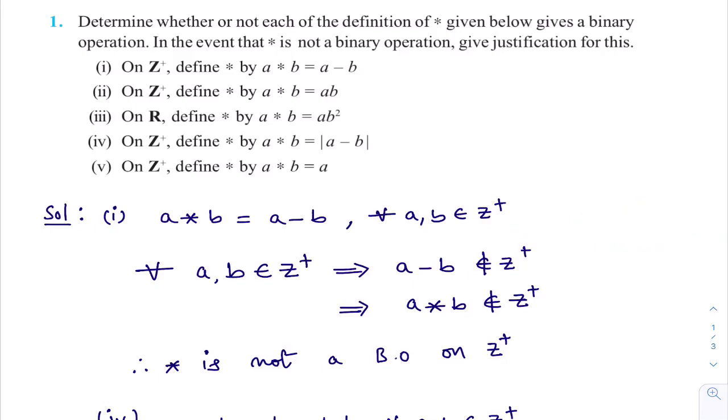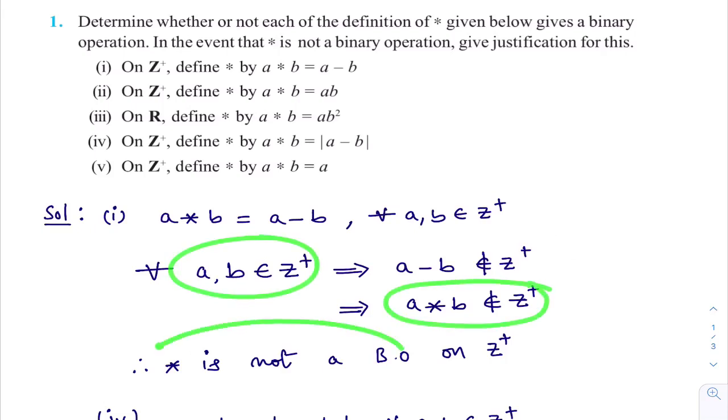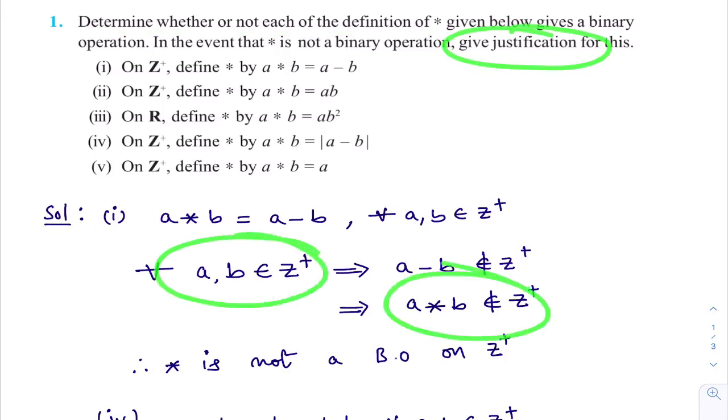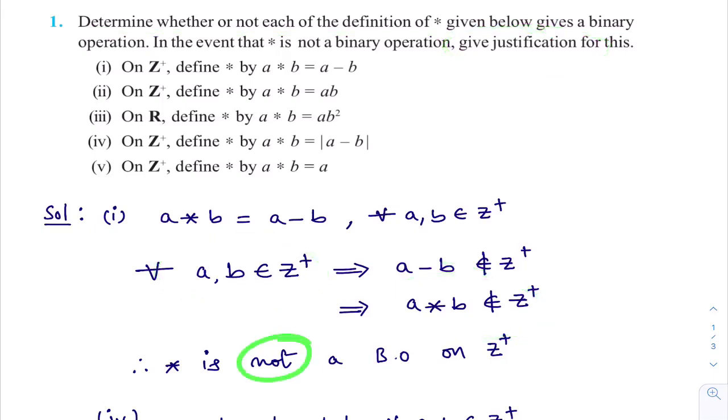Like that you can write. Or else I already clearly stated a, b belongs to Z plus implies a star b does not belong to Z plus. That's why it is not a binary operation. If you only write that star is not a binary operation, then you are not writing its justification. As you go through the definition, you have already given its explanation why it is not a binary operation. Explanation already given. I hope you understand.